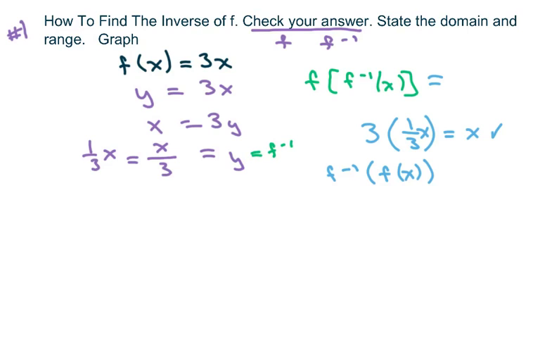So I write down f inverse, but I'm going to put 3x for my x over 3, and that's going to equal x. So that checks. All right. The domain and range of both of these are all real numbers, so that's for both. This one's an easy one. And now we'll graph.